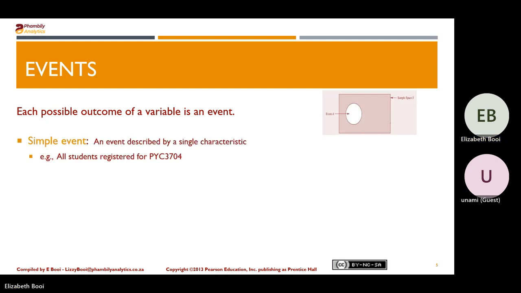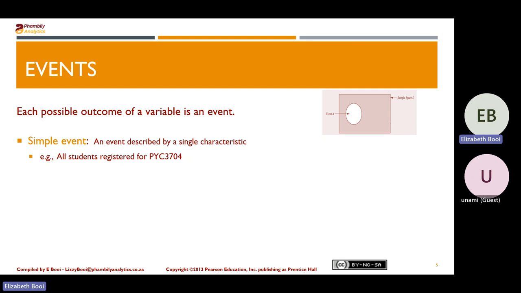And we can define each event in terms of what kind of event it is. Is it happening on its own, or is it happening and has other things around it happening with it as well?